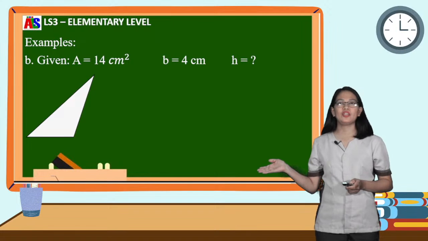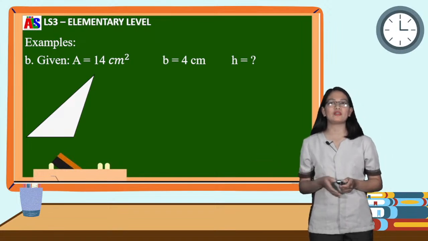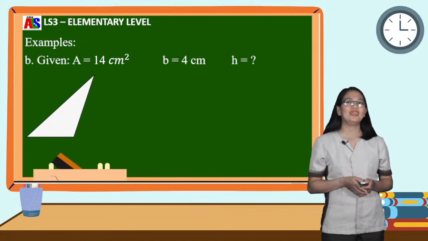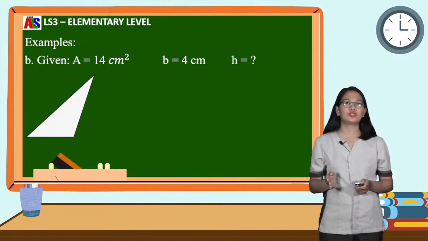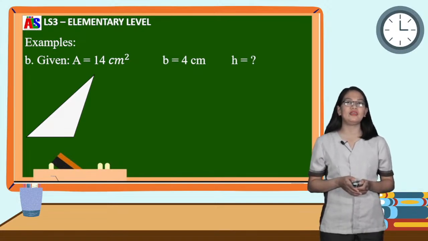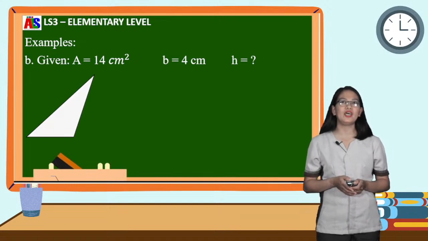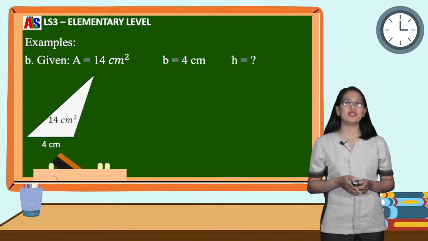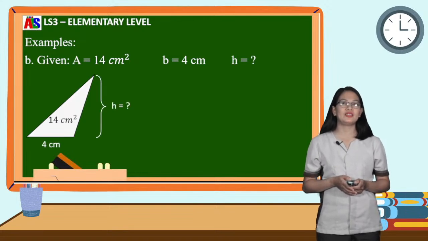Next, look at letter B. Look at the triangle. What kind of triangle is this? You're correct. It is an obtuse triangle. Why obtuse? It is because one of its angles measures greater than 90 degrees. Now, given the area, 14 square centimeters, the base is 4 centimeters, the height is unknown.